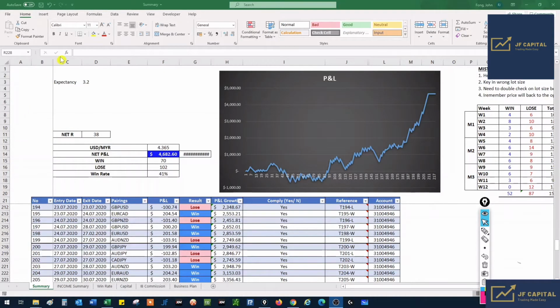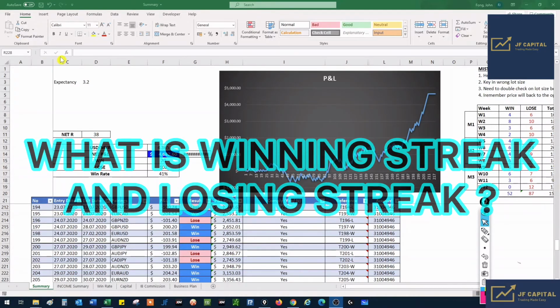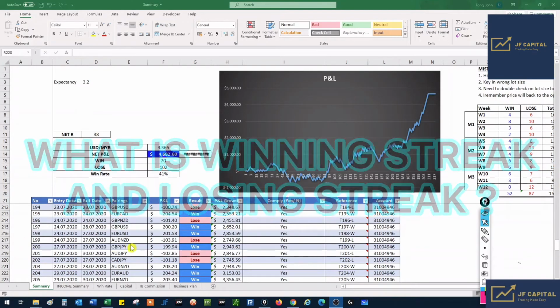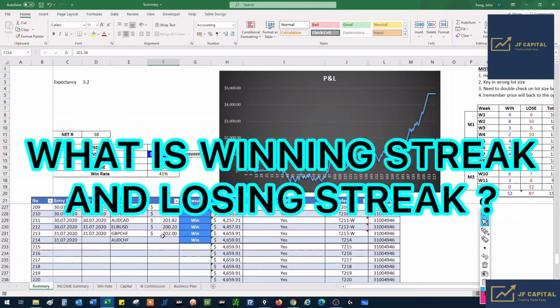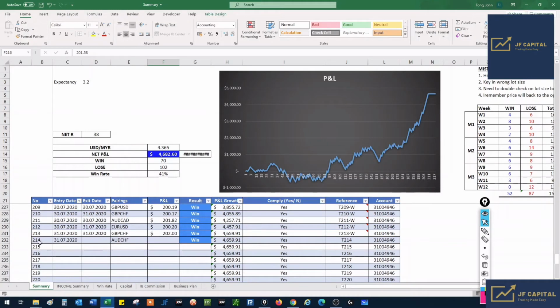Before going to today's topic, what is winning streak and what is losing streak? Just a brief introduction, a brief glance at what I have journaled down. So basically, I have executed 214 trades in total since 14th of April. So until now, I have 214, and this is the result.